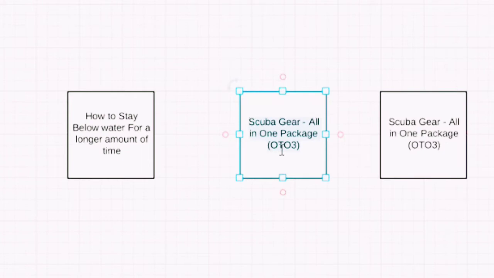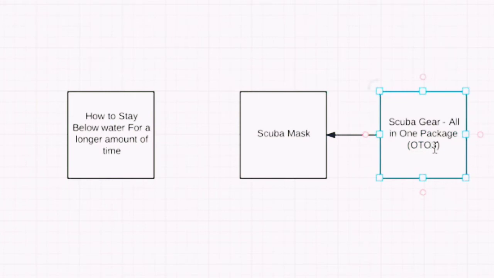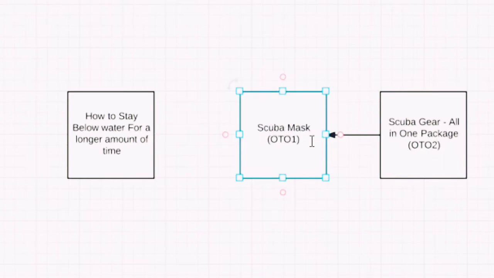Since the scuba gear is an all-in-one package, maybe we focus on the scuba mask. So if somebody buys a scuba mask, you could say, hey, you buy the scuba mask, but I'm going to offer you the scuba gear for like half off or something. So let's go here and, for simplicity, let's do OTO 2 since it's a product. We'll do this as OTO 1, and then maybe a front end offer.